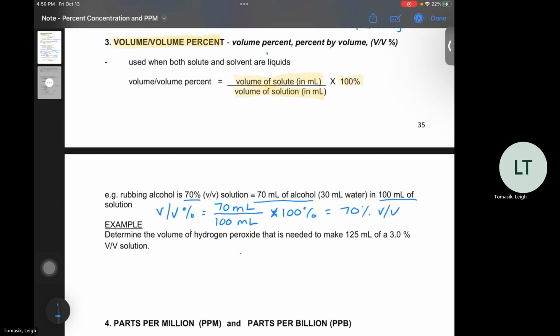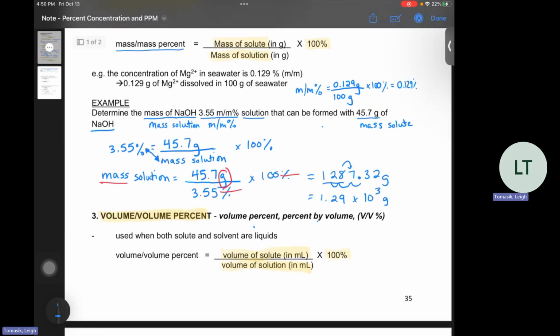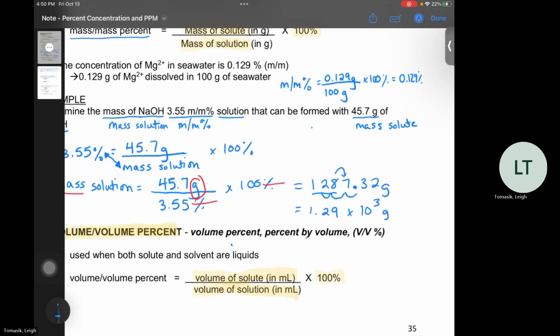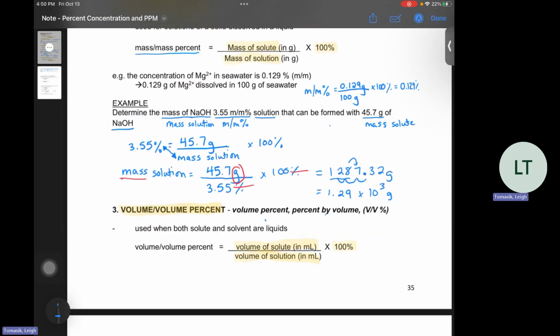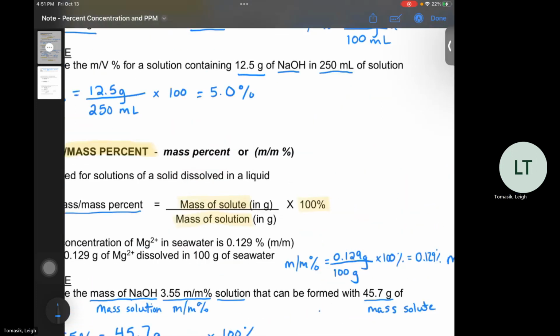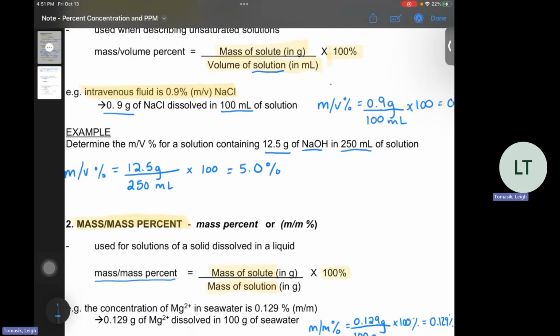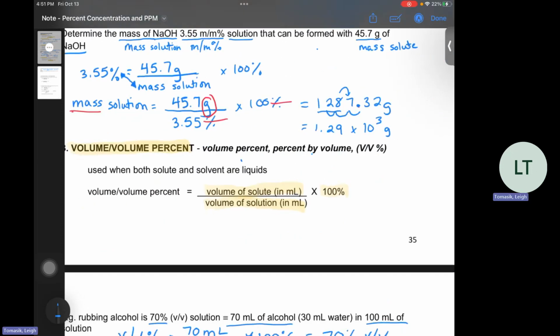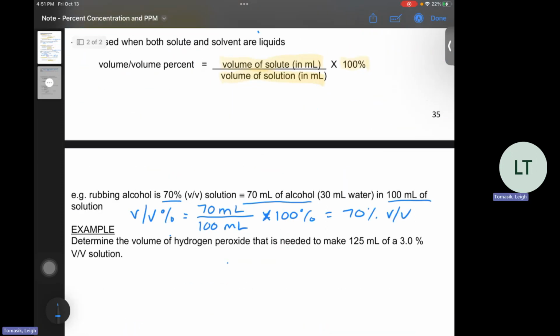volume per volume. So when you come up with a percentage, you should write out what the percentage is, right? So in this previous one, we should write 0.129% mass per mass. And in the first one, we should write 5.0% mass per volume, because there's 3 types of percentages, right? And so we need to distinguish them from each other.